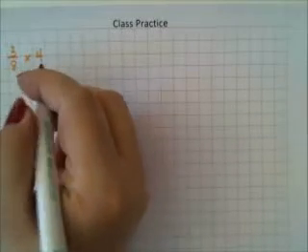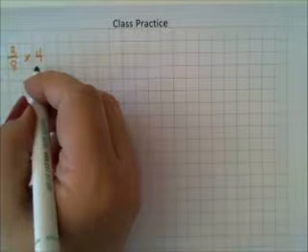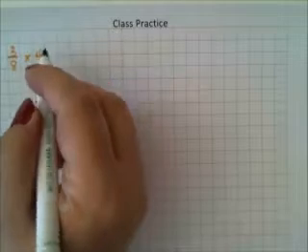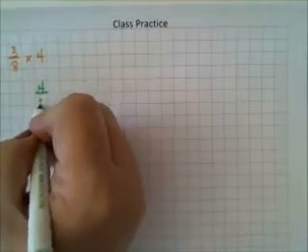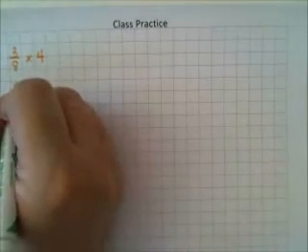Okay, now how do we change any whole number into a fraction? Do you remember? To change any whole number into a fraction, all we do is take that number and put it over 1. Okay, that's how you change any whole number into a fraction.